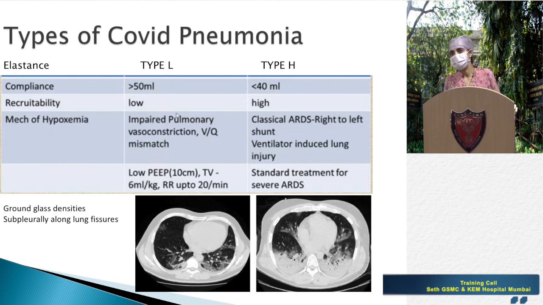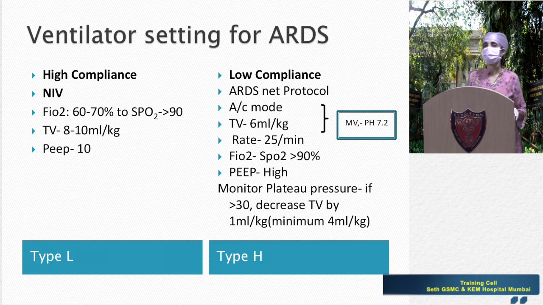There will be a ground density subpleurally along the lung fissures, and here you get a typical ground glass appearance of both the lower lobes. Ventilator settings for ARDS, they are different for both the types of COVID pneumonias. For high compliance, you can use patients which are generally on non-invasive ventilation where FiO2 of 60 to 70% is good enough to maintain a saturation. Tidal volume, you can give something like 8 to 10 ml per kg, PEEP of 10.